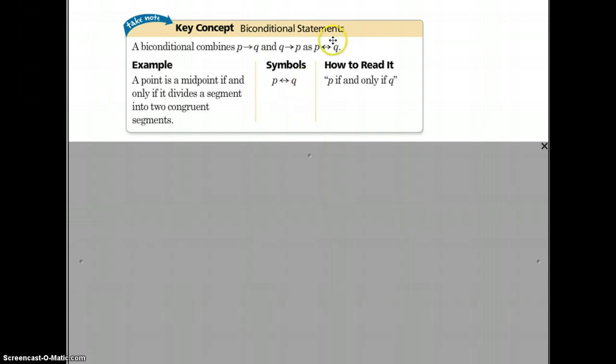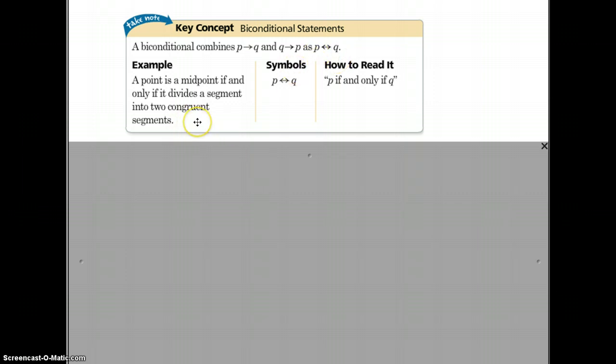A biconditional statement, let's break it down. Bi means two, so basically we have two conditional statements. We learned about conditional statements before, where we talked about P then Q, and our converse, which is Q then P. Our biconditional takes those two and puts them together. You see here it's got the double arrow, so it's going P to Q, and it also does the converse of Q to P.